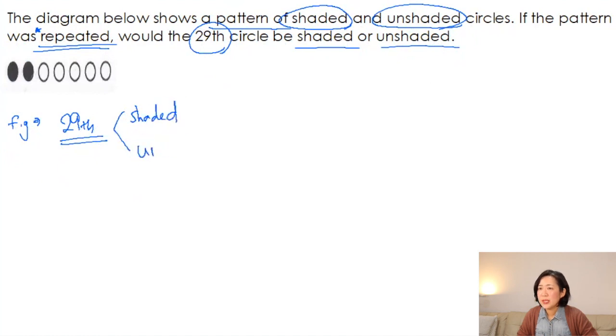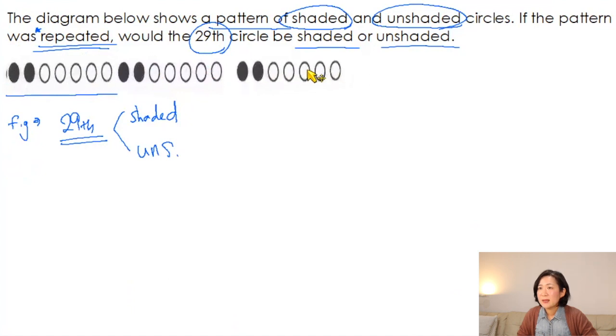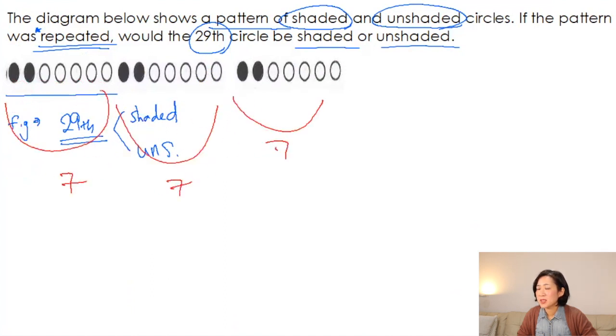So now what we need to focus on is what is repeating, right? Look at this pattern. The 2 shaded and 5 unshaded, total 7 circles, are repeating. We copy down these patterns, right? Then you can find the 29th circle, but I don't want you to draw all the patterns. Just focus on how many circles are repeating. 7 circles are repeating.